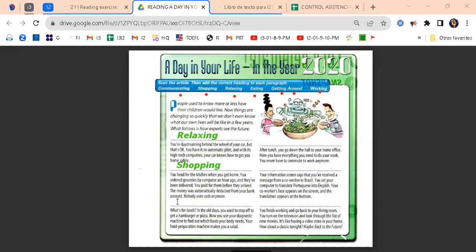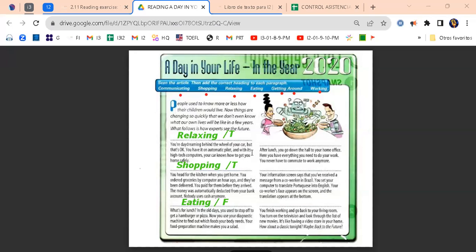Heading? Communicating, shopping, relaxing, eating, getting around, working. Eating. Yes, right. Eating. Is it true or false? What do you think? False. Yeah, I think that's false. I haven't seen anything. And maybe with this one, yeah, that's true. Somehow there are some cars, right? Like that one. And the same for this one, sure, right?